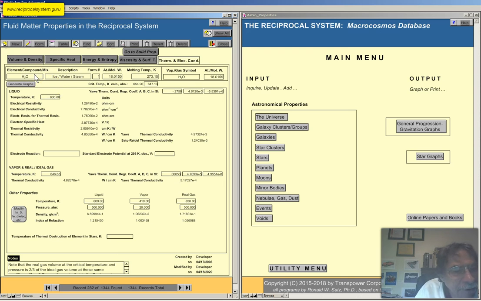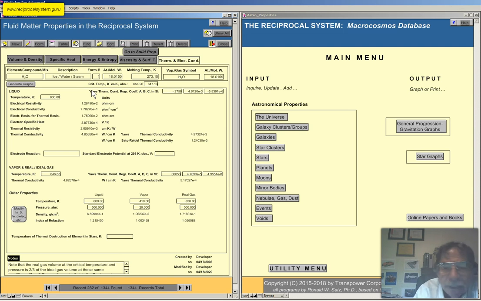So let's go here. As usual, we have the element, compound or mix symbol H2O here, of course, because that's what we're working with currently: ice, water, and steam. Form number 1, atomic molecular weight, observed melting temperature, the vapor gas symbol. Sometimes it's different, so if it's different for a vapor or gas, you'd put that here. Atomic molecular weight for the gas or vapor. The critical temperature calculated and observed is here.